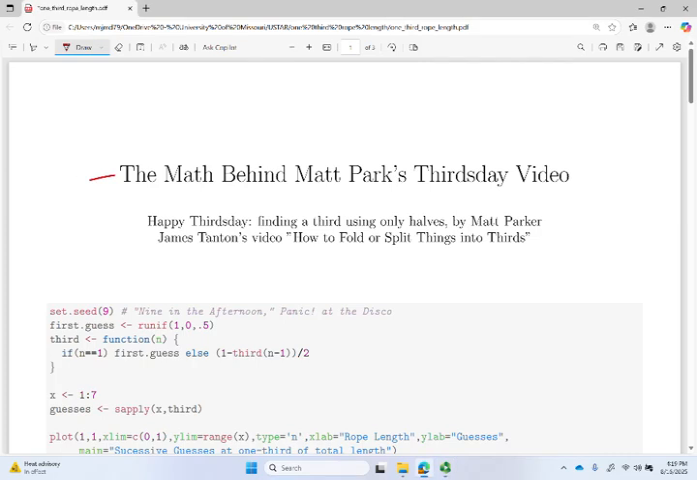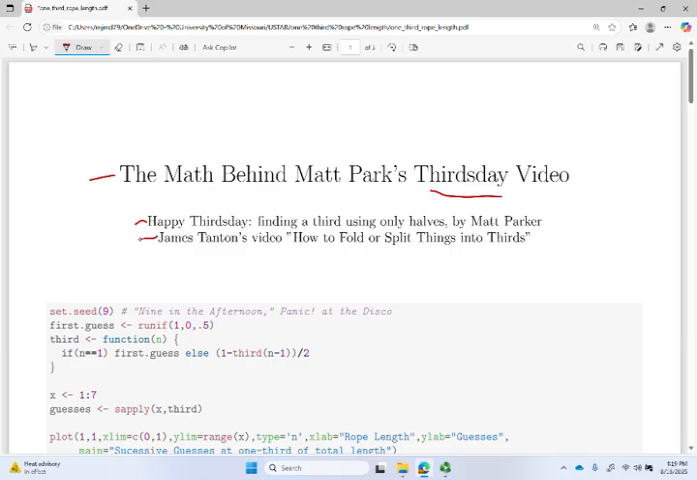This is the math behind Matt Parker's Thursday video. And quickly, Matt Parker, whose videos I love, created a video on January 3rd, which was a Thursday, and he claims that's called Thirdsday. He had a rope and showed an iterative way to guess at 1/3 of his rope. It was quite interesting.